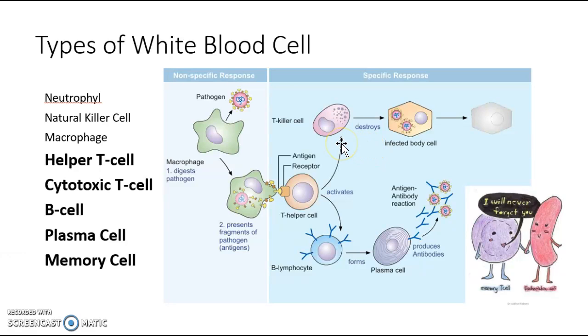Now, the natural killer cell was killing cells because of histamine. The killer T cells, or the cytotoxic T cells, are going to kill cells that have antigen. So they have the pathogen inside them.